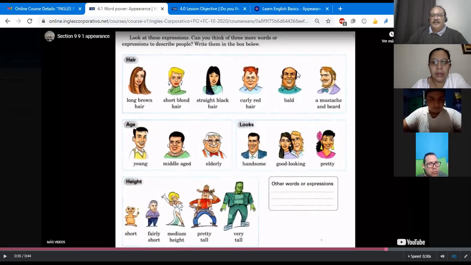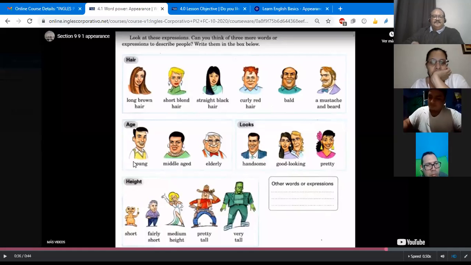Then we have bald, no hair. Then you have a mustache, and a beard. Beard, with a D. Then we talk about age: young, middle age, elderly. Young can be probably from 0 to 35, maybe 40. Middle age is probably from 40 to 50 or 60, and then elderly after 60, when that is the moment of retirement.